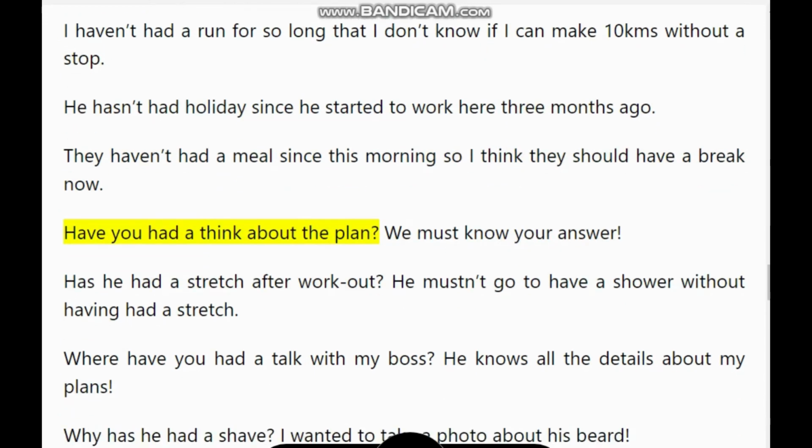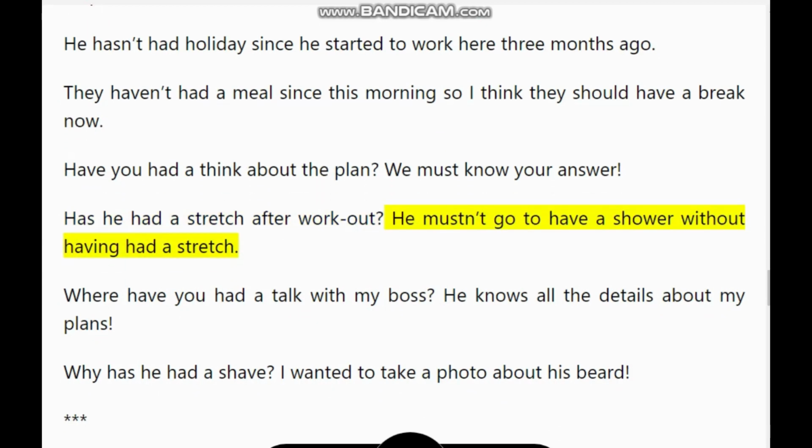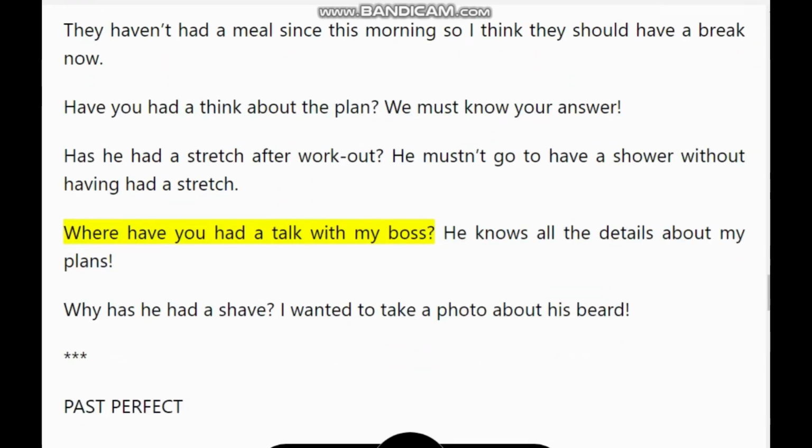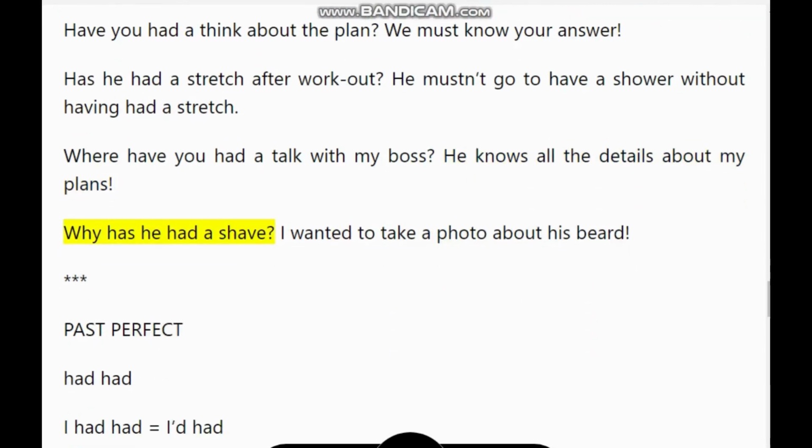Have you had a think about the plan? We must know your answer. Has he had a stretch after workout? He mustn't go to have a shower without having had a stretch. Where have you had a talk with my boss? He knows all the details about my plans. Why has he had a shave? I wanted to take a photo of his beard.